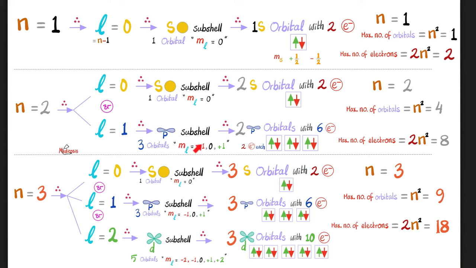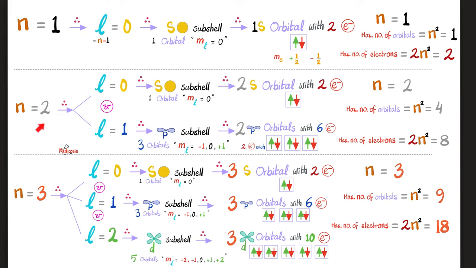So the M sub L could be negative L, i.e. negative 1, and 0, all the way up to positive 1. So only 3 possibilities for the magnetic quantum number. Here is a possibility, and a possibility. Each orbital carries a maximum of 2 electrons, meaning 6 electrons total.